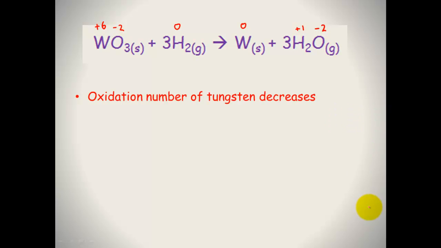So, the oxidation number of tungsten decreases. It decreases from plus 6 to 0. So this compound is reduced. It's had a decrease in oxidation number, plus 6 to 0, so it's been reduced.